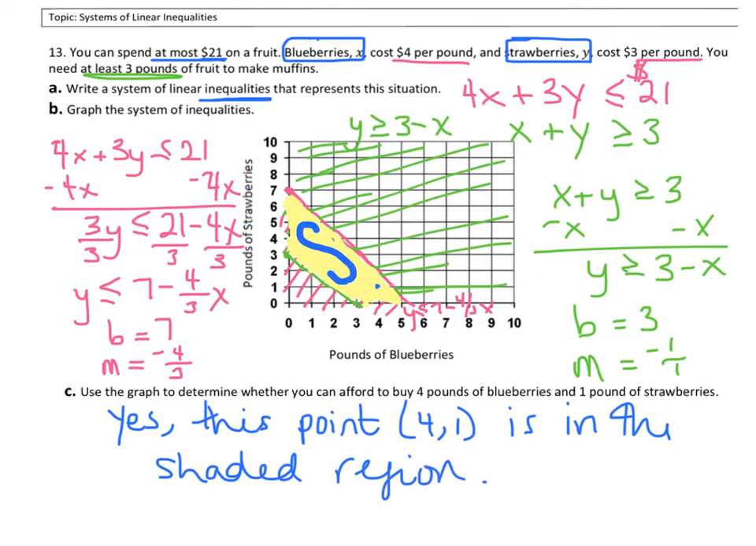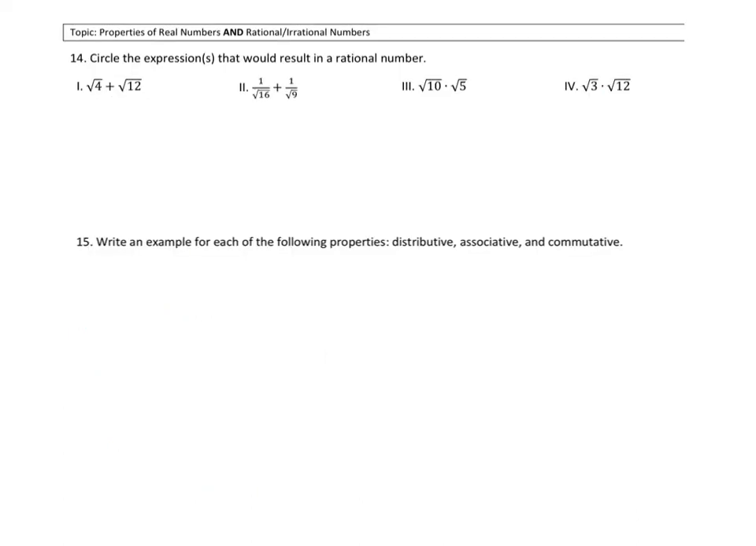Let's go ahead and move on to the last couple. Okay, the last topic is properties of real numbers and rational versus irrational numbers. So number 14 says, circle the expression or expressions that would result in a rational number, indicating we could have more than one.